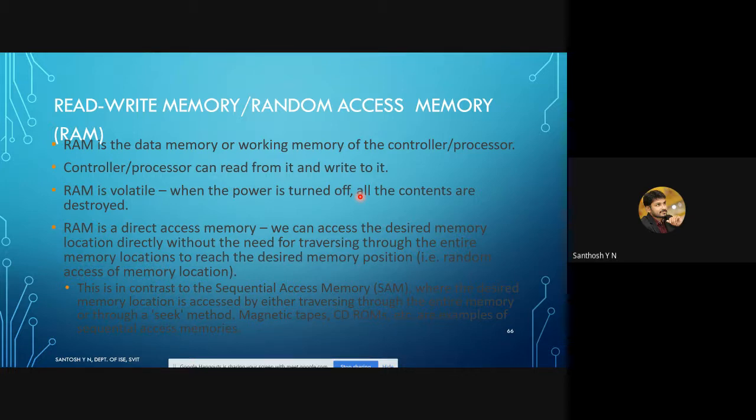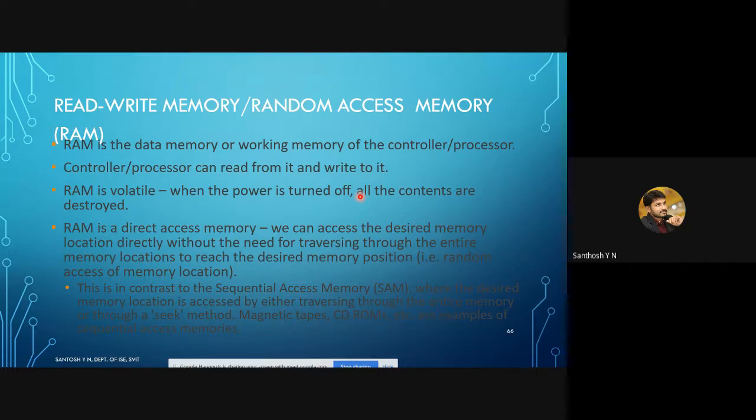RAM is a direct access memory. We can access the desired memory location directly without the need for traversing the entire memory to reach the desired memory position. What is the meaning of this statement? If you want to access a particular location in the whole memory, there is no need to start from the beginning. You can go exactly to that location and access it. That is the meaning of this statement.